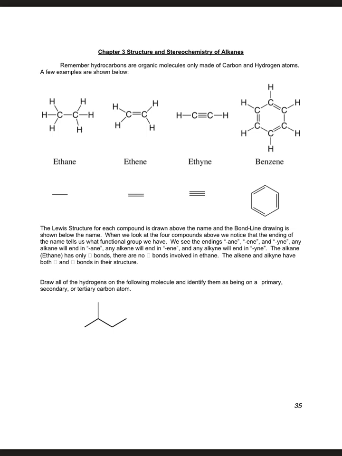Now, on the structure shown below in the bond line drawing, we have an alkane, and in ethane or in any alkane, there are only sigma bonds. There are no pi bonds. In this one, we'll draw the methyls with red hydrogens. So we have three primary carbons. They are carbons with only one carbon bonded to them.